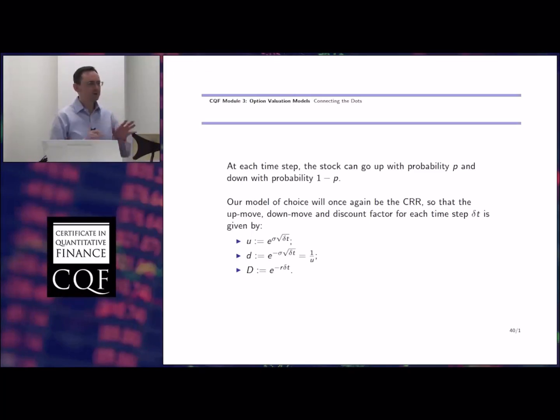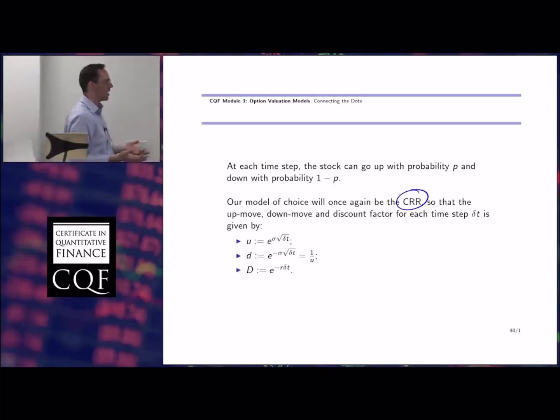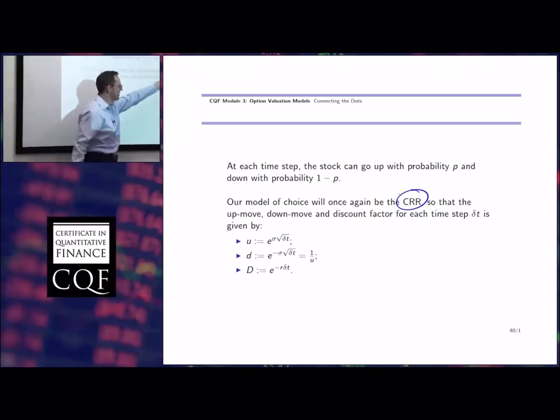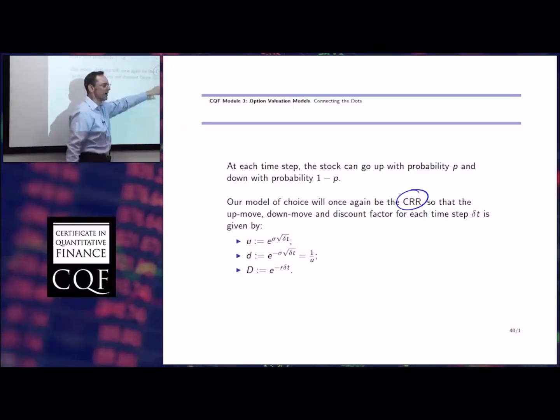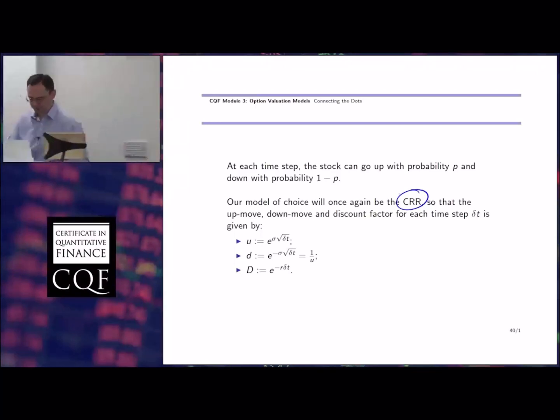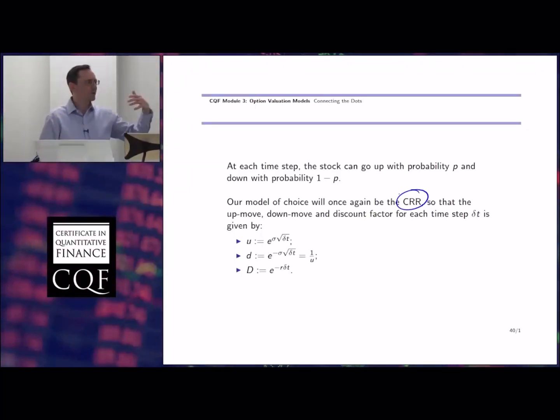Now, because we want to be consistent with the Black-Scholes model, we are going to use the CRR implementation. It turns out that, as you will see, for most of what we're going to do next, it doesn't matter. We only need really the CRR at the very last step. Before that, we could do it with any binomial model. So it's only when we really want to converge to Black-Scholes that we're going to need that.